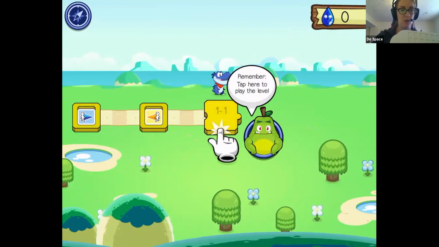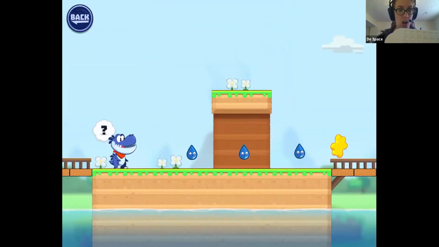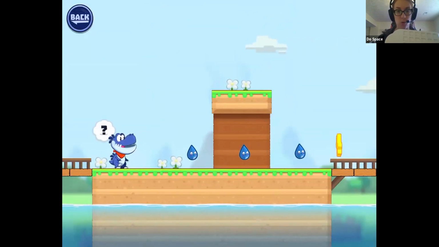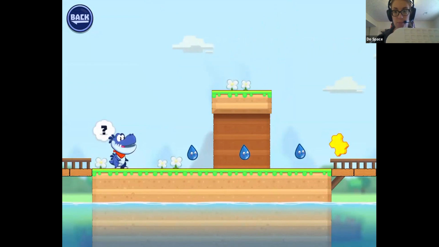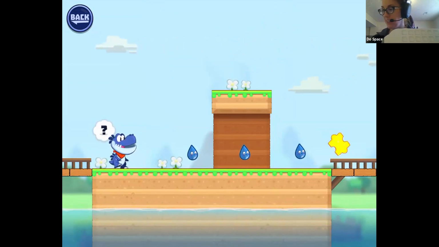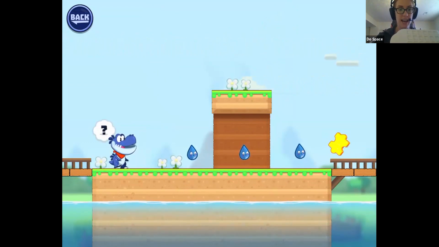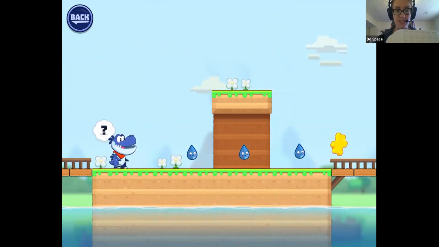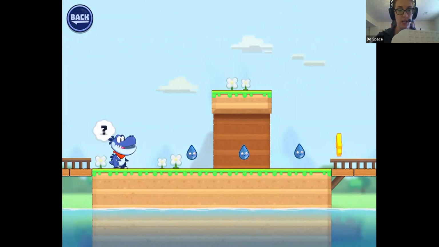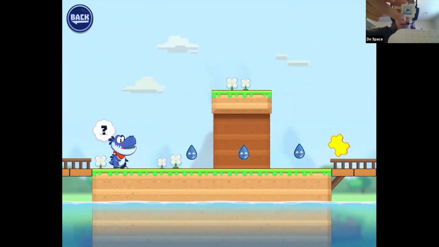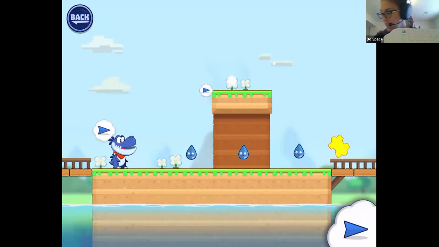Okay, so we are going to maybe play this level 1. I keep touching the computer screen and not the tablet screen. Okay, so I need to get to that golden puzzle piece, don't I? So I think I need to go right. How many water drops do we see? Let's see, there's 1, 2, 3. So I'm going to start with 3 of these.